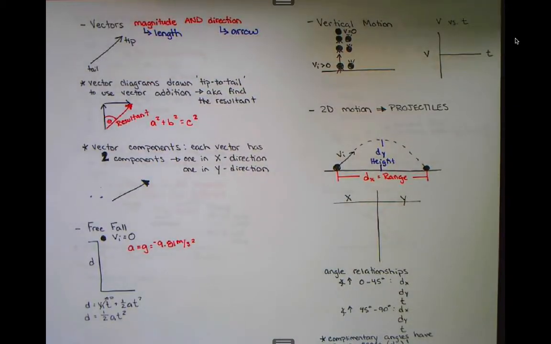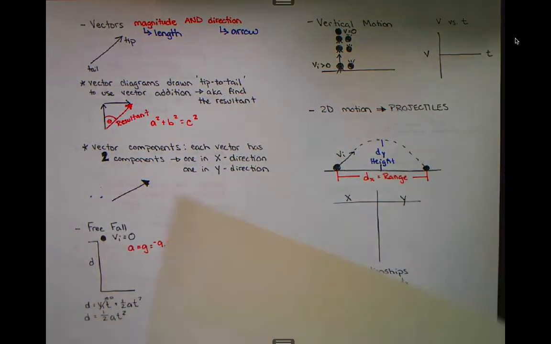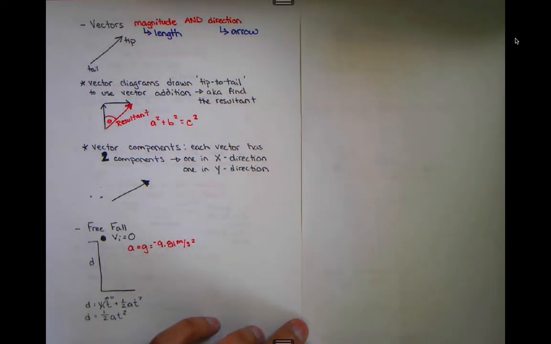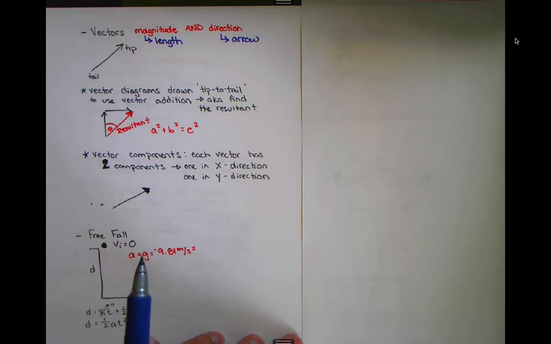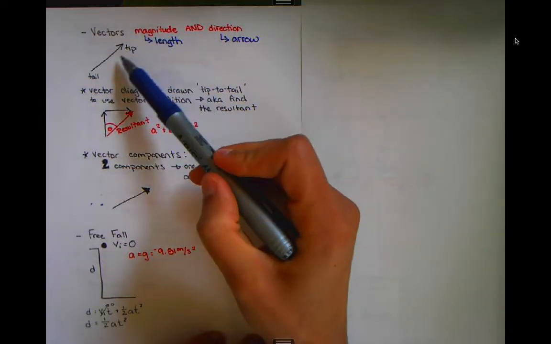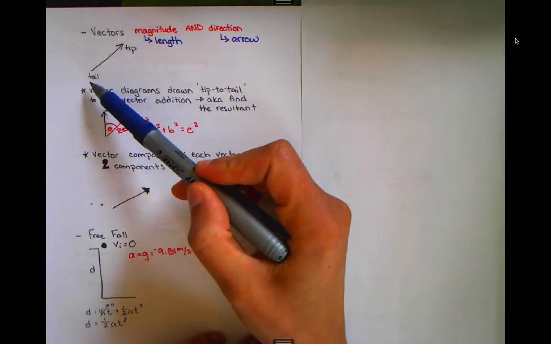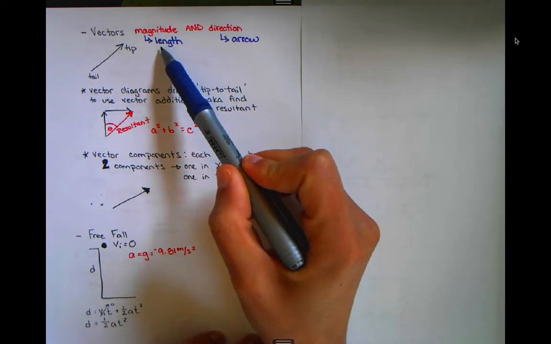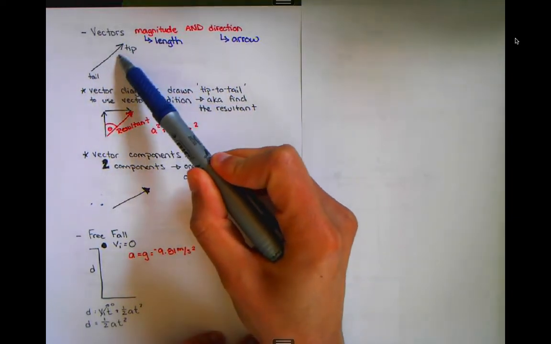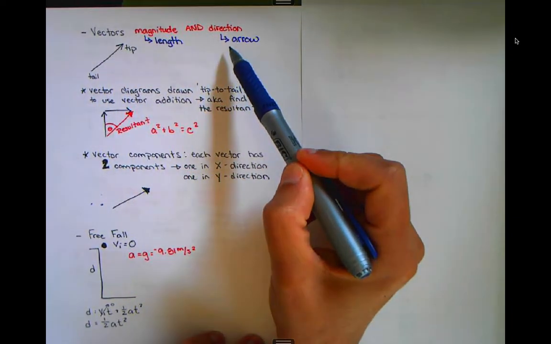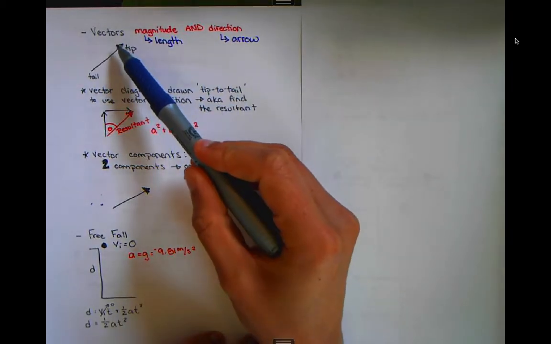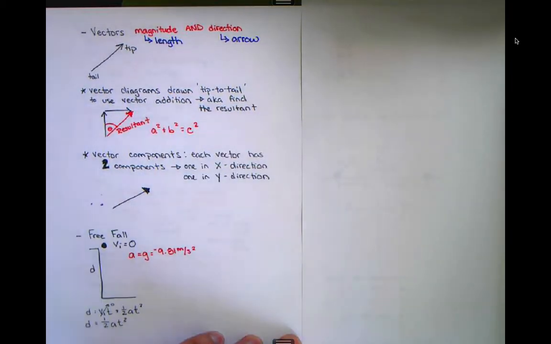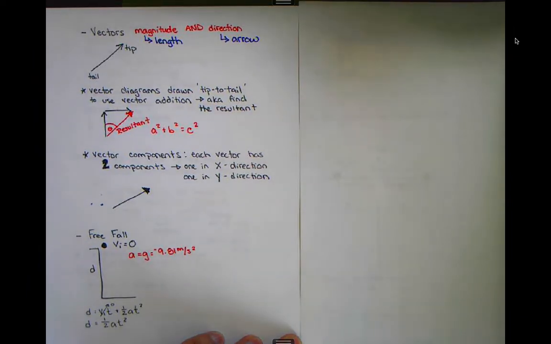Then we talked about vectors. Right, so let's start up here with vectors. So we talked about vectors and drawing vectors. Remember, a vector has a tip, which is the arrowhead, and a tail. Vectors represent magnitude and direction, right? So the magnitude is how long you're drawing this, so you have to use a ruler. And the direction has to do with the angle at which you're drawing the arrowhead, right?